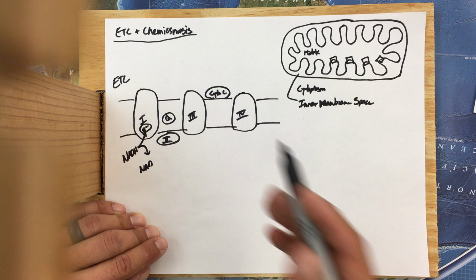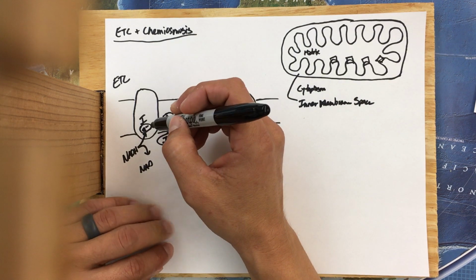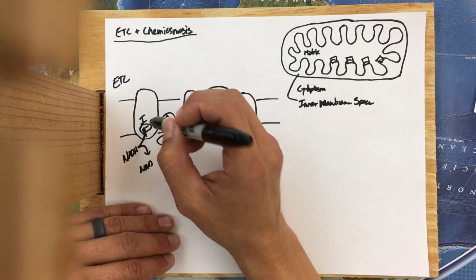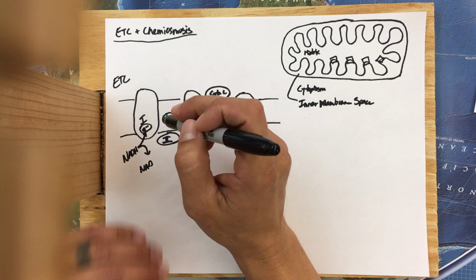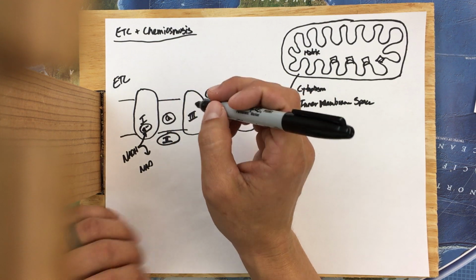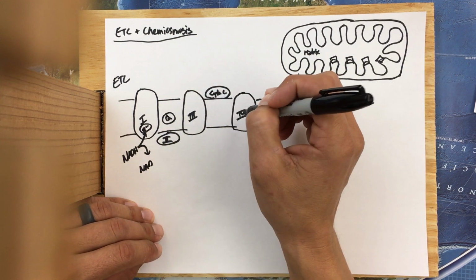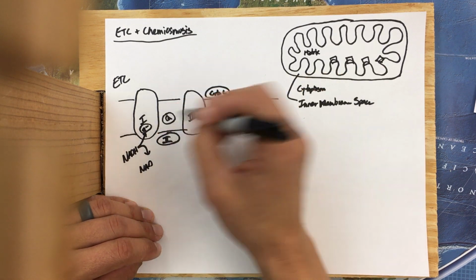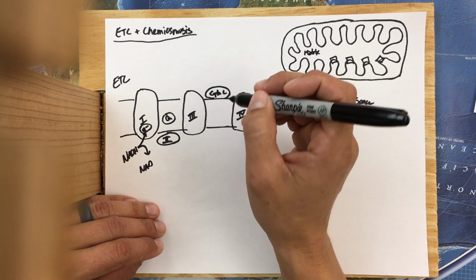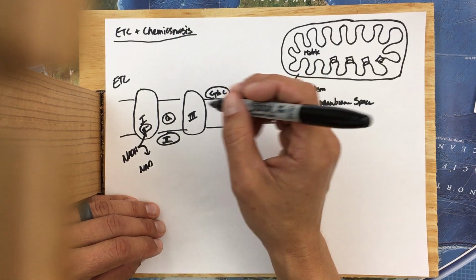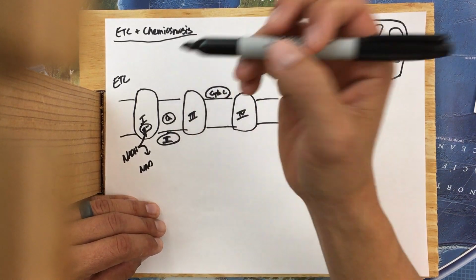And as it goes from one protein complex to the next, these protein complexes are going to use that energy within this electron to perform a service. And the thing that these are going to do is these are actually pumps. These are active pumps, and they pump protons. They're proton pumps, but they're going to do active transport.